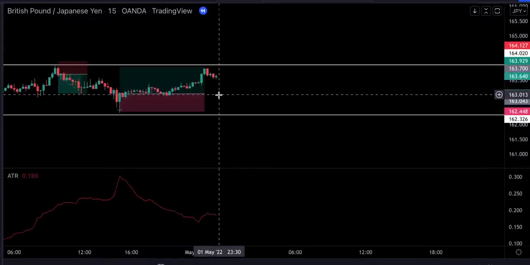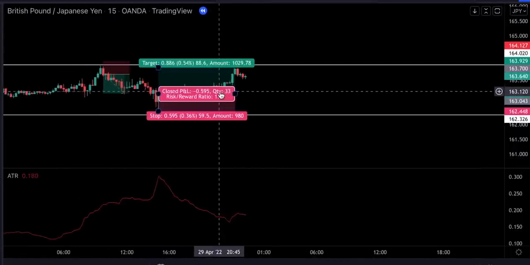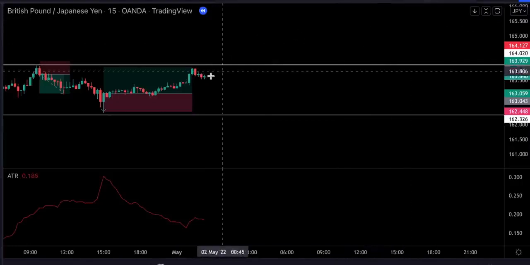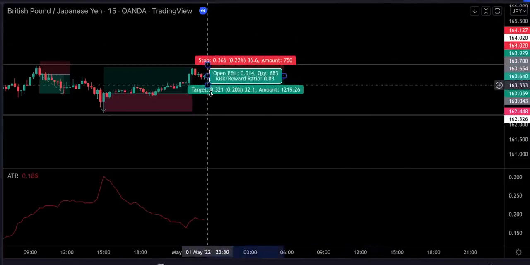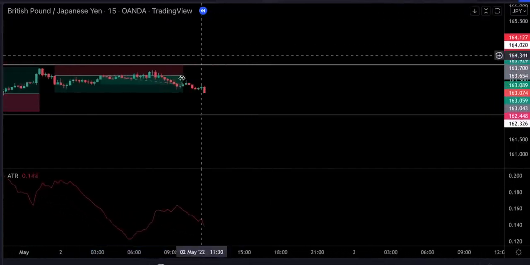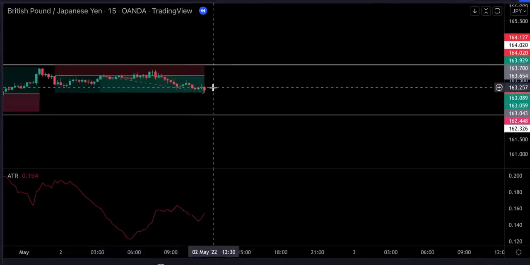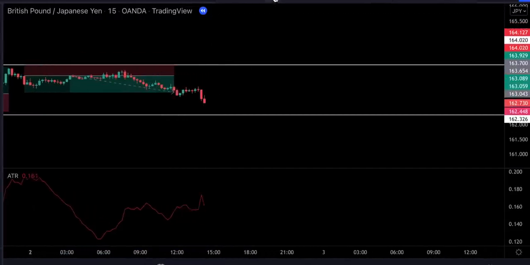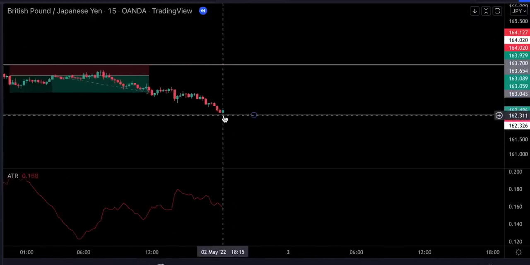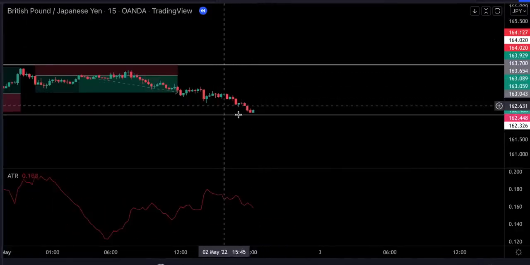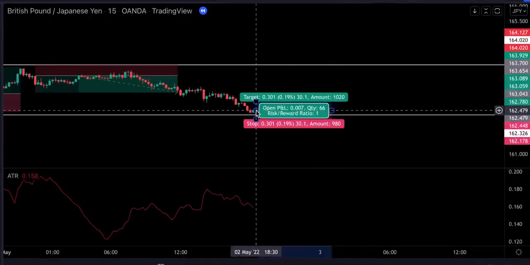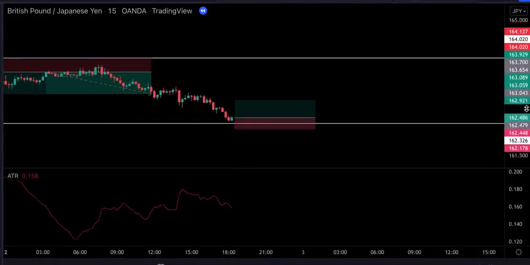Okay, so we see the price successfully hit our take profit target and it actually got rejected by this resistance level. So let's actually place a sell order. Okay, so we see we've got another successful trade. Okay, so this is where we had a strong bearish momentum and the price got rejected by this support level.